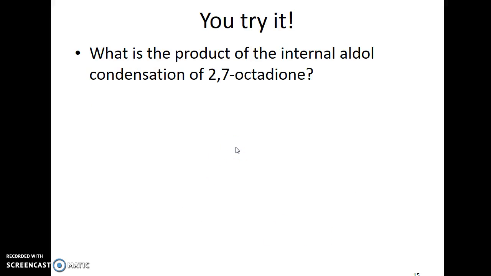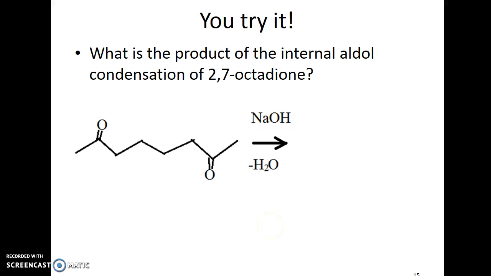So now you try to determine what is the product of the internal aldol condensation of 2,7-octanedione. Well, here is octanedione. And what is the product that's going to form? We go through and count. 1, 2, 3, 4, 5, 6, 7. That'd be no good. 1, 2, 3, 4, 5. That's good. A 5-membered ring. So I'm going to make this and this join together. And I get that. And it's just going to require doing practice of these problems. So sit down and do a lot of problems.